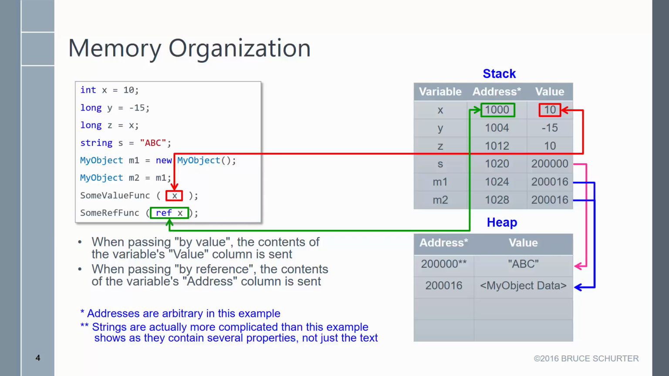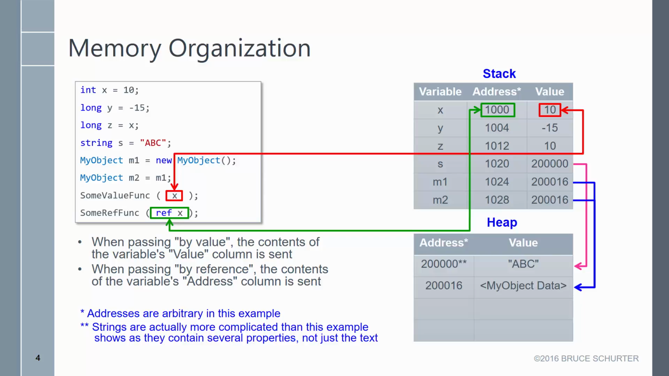And the same thing happens with the some ref func. We declare a new variable of type int in that function. However, because we pass the address of 1000, what happens is the new stack value ends up looking just like the original x. So we declare a new x in the stack, and its address is also 1000, and therefore its value is also 10. So any manipulations made to that variable within the function will also affect the original x, because both variables are pointing to the exact same address in the stack.